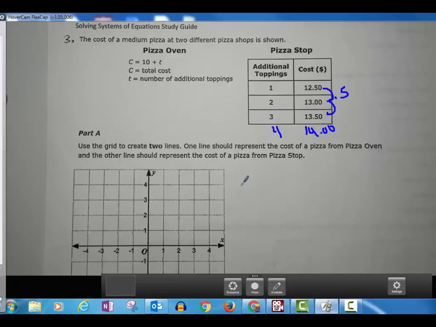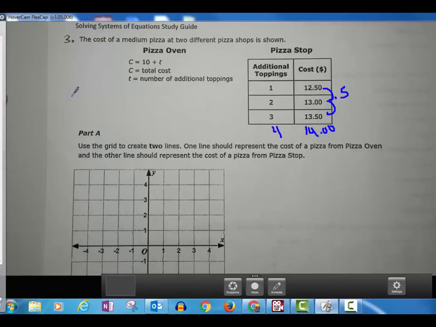Now here's where I noticed most people getting confused. You're talking about Pizza Oven, the other place. Well, it says C equals 10 plus T. Well, here, and it tells you C is the total cost. So I'm going to rewrite this. I'm actually going to rewrite it using x and y to make it more familiar, and then I'll put above it what they say to put.